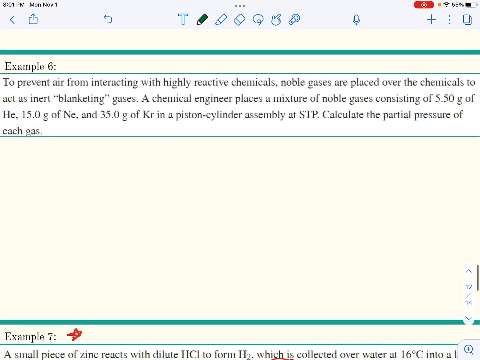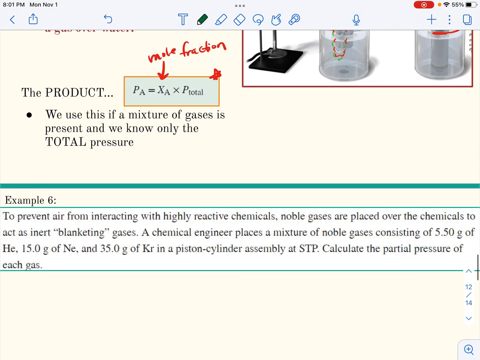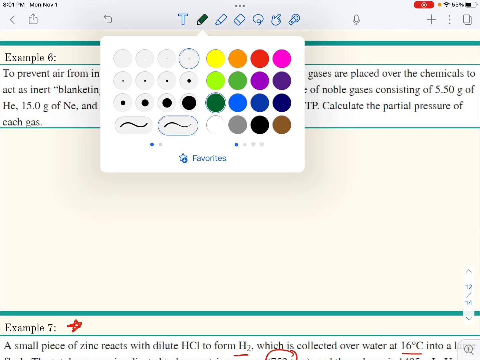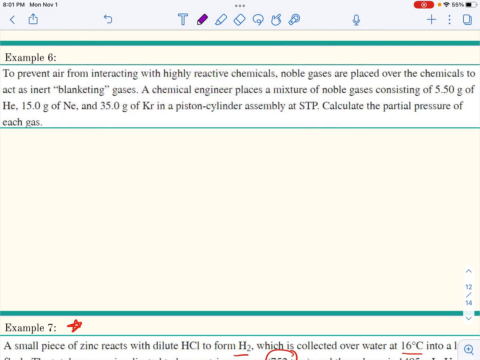All right, finally, one more example. This one uses the mole fraction version of Dalton's law. So let's see what we got here. They tell us that we're going to take a mixture of noble gases and use them as blanketing gases to stop other chemicals from reacting, to keep air from reaching them.